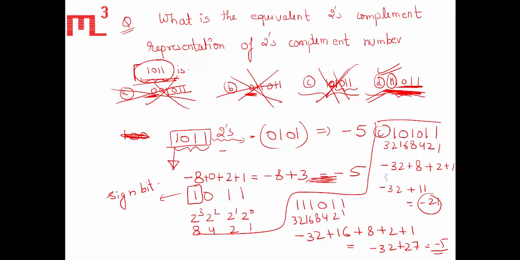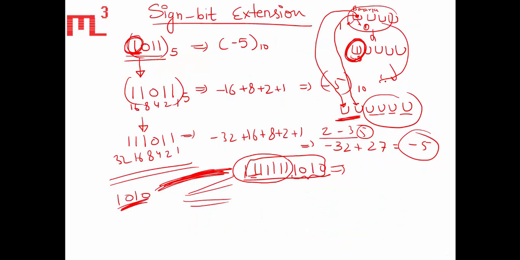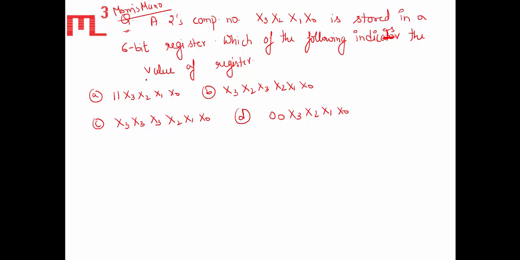So using the sign bit extension, this question is very easy to solve. Now one of the questions has been asked in Morris Mano's book. A 2's complement number x3, x2, x1, x0 is stored in a 6-bit register. The number itself is 4-bit, but we are going to represent it in 6 bits. Which of the following indicates the value of the register?